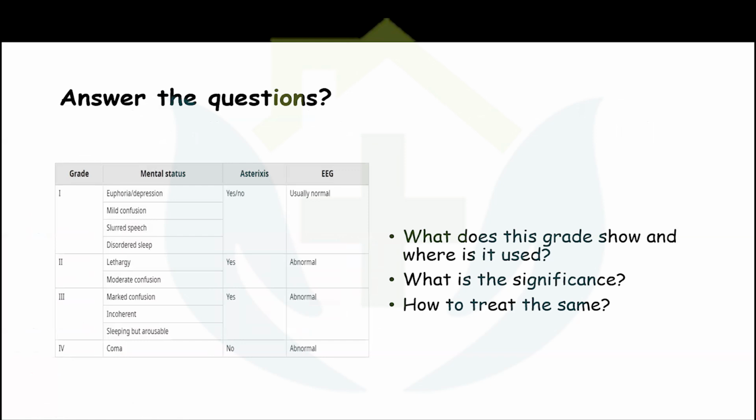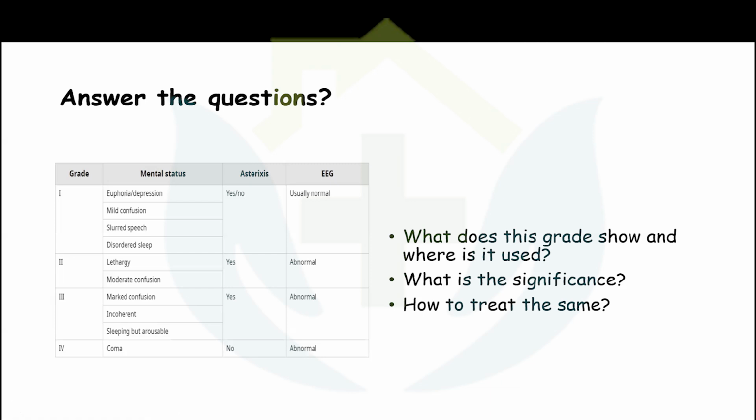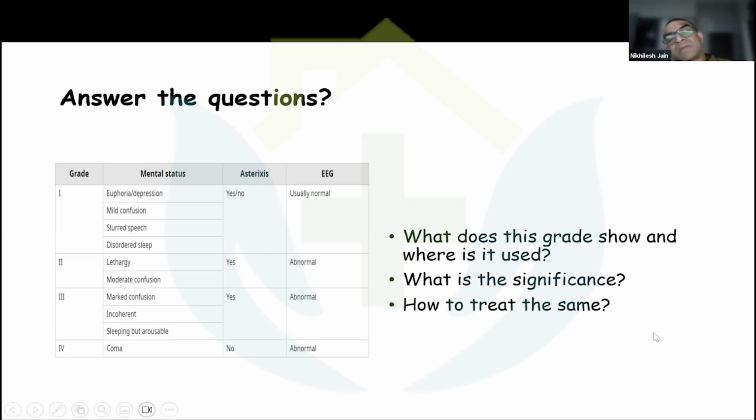Encephalopathy. This is simple. I would expect all of you to be able to answer that. I mean, this is pretty basic. Hepatic encephalopathy grades. Yeah, these are hepatic encephalopathy grades. What is the name of that? Can anybody tell me? West Haven. Correct. This is West Haven.